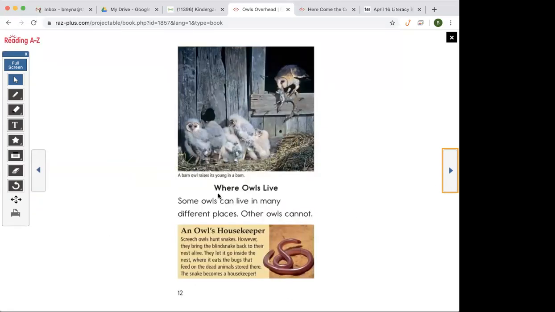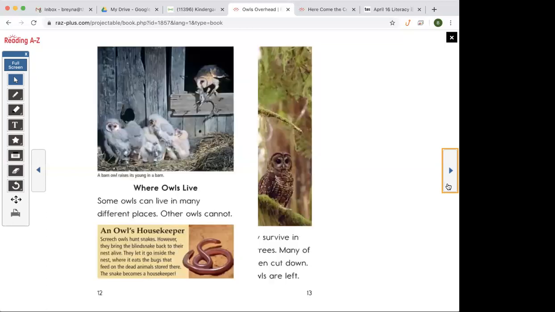This heading says, where owls live. Sometimes owls can live in many different places. Other owls cannot. So under the picture, it says a barn owl raises its young in a barn. And then in this yellowish orange box, it says an owl's housekeeper. Screech owls hunt snakes. However, they bring the blind snake back to their nest alive. They let it go inside the nest where it eats the bugs that feed on the dead animals stored there. Then the snake becomes a housekeeper. So it's kind of like a helper for them.